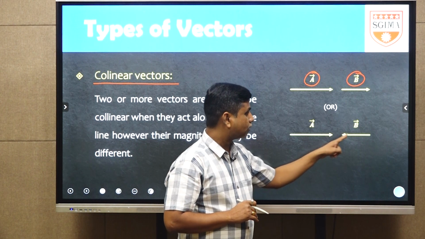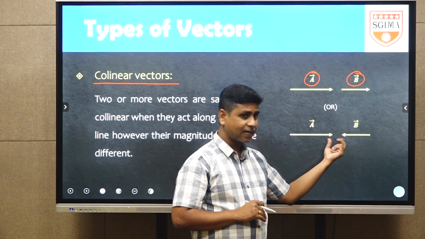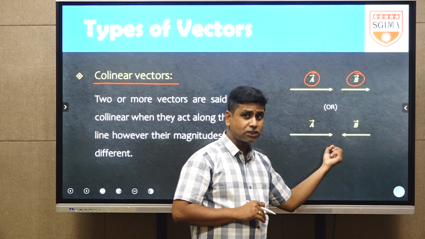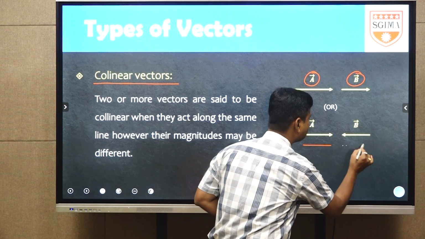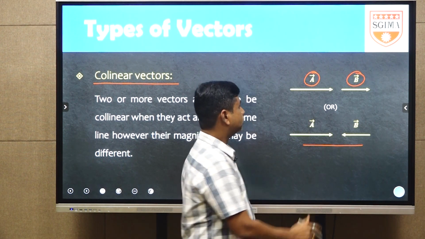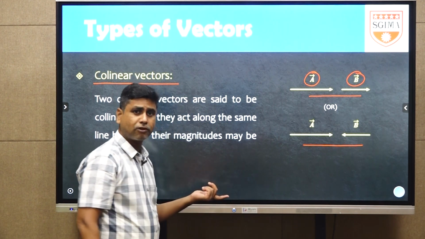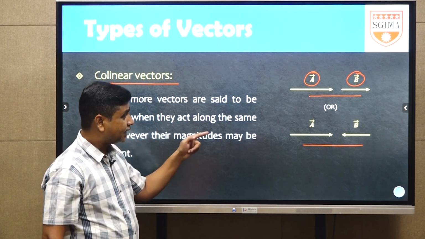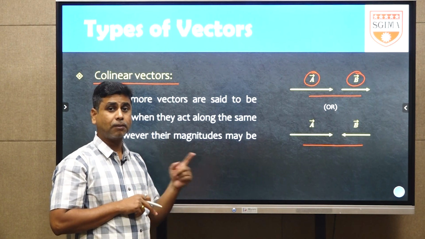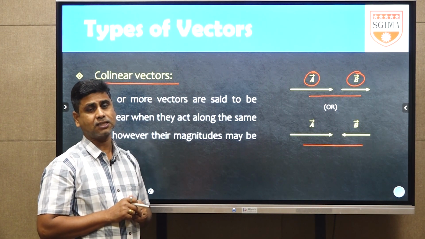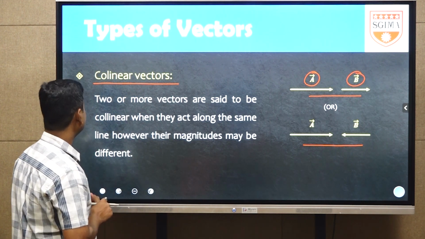Here a bar vector and b bar vector are acting in opposite directions, but along the same line. Then these are also considered collinear vectors. The magnitudes may be anything, and the direction may be the same or opposite, but if the line of action is the same, then those vectors are called collinear vectors.